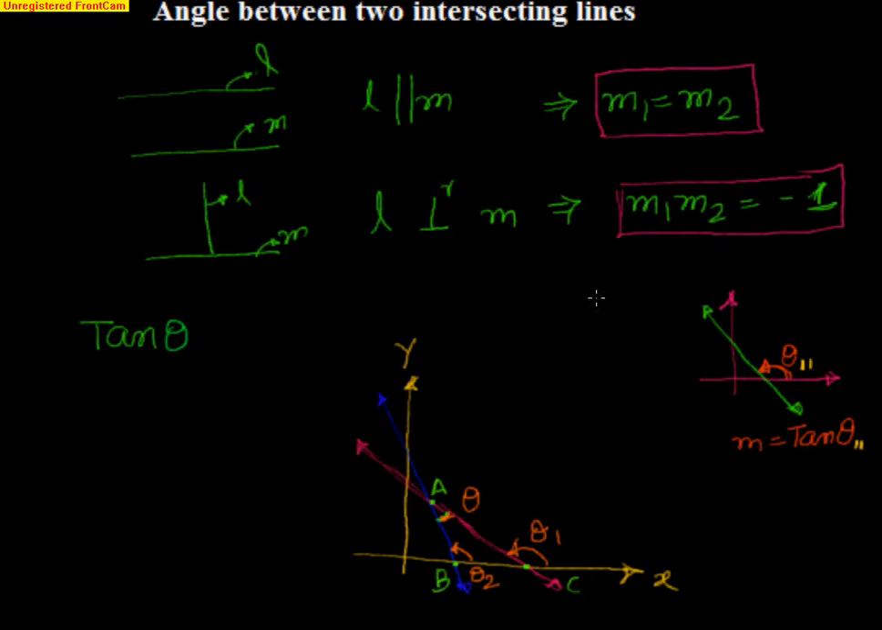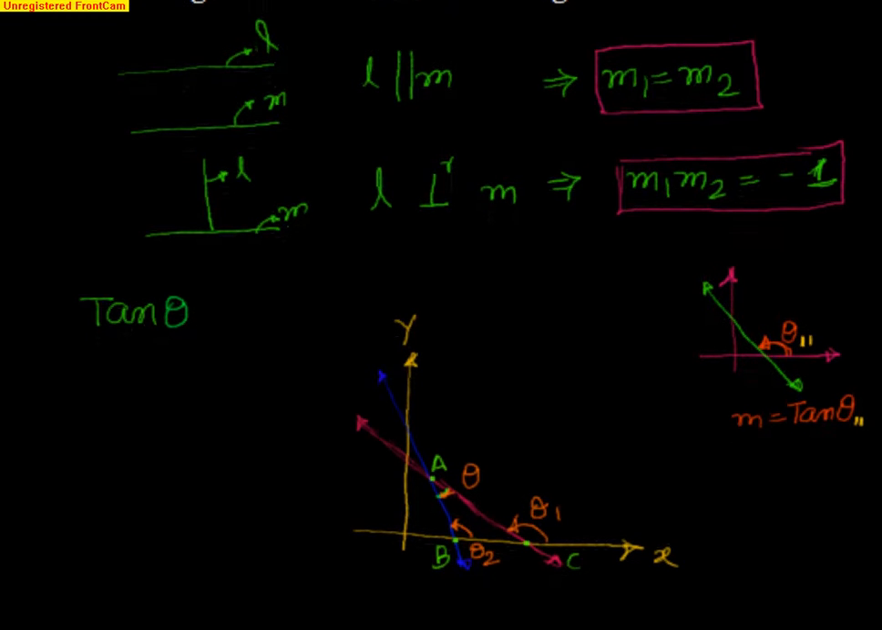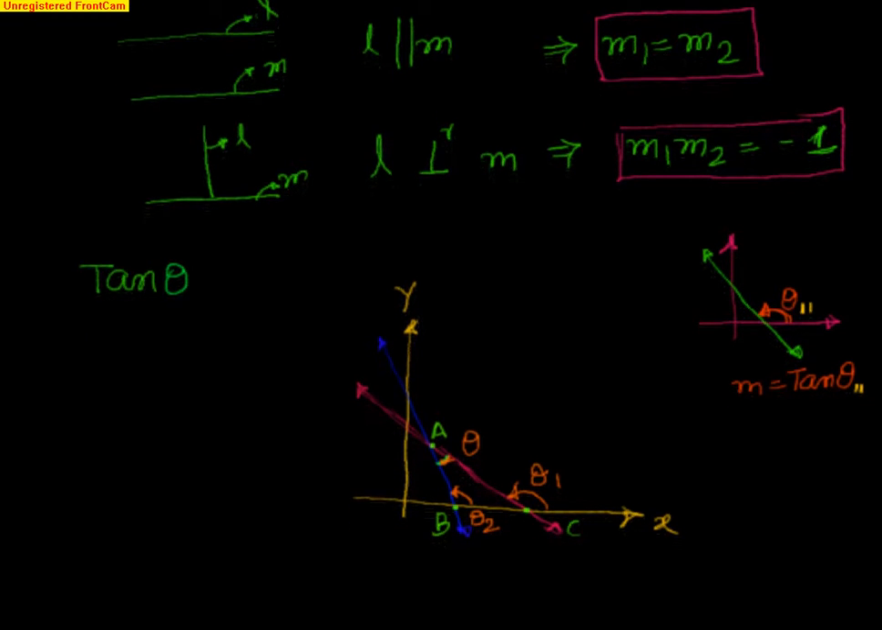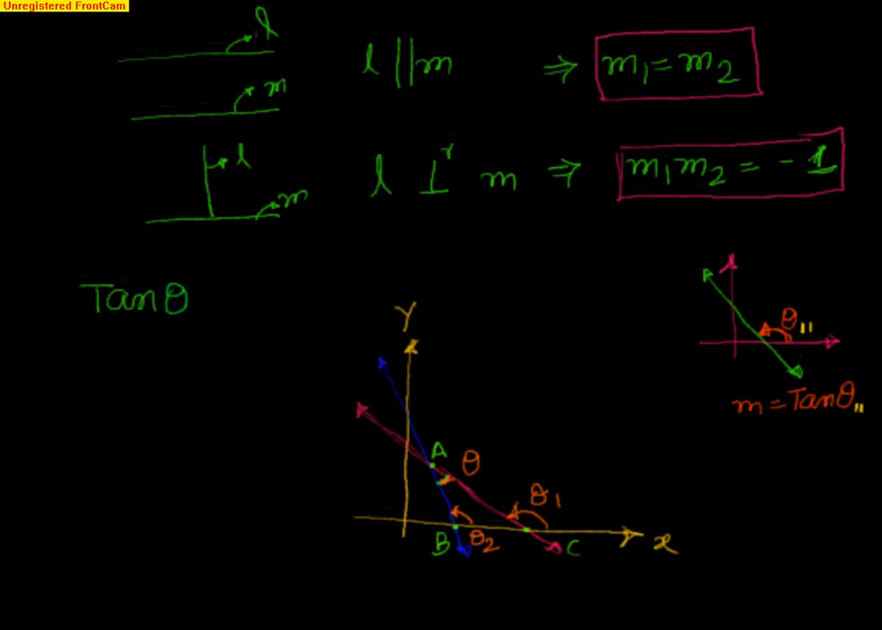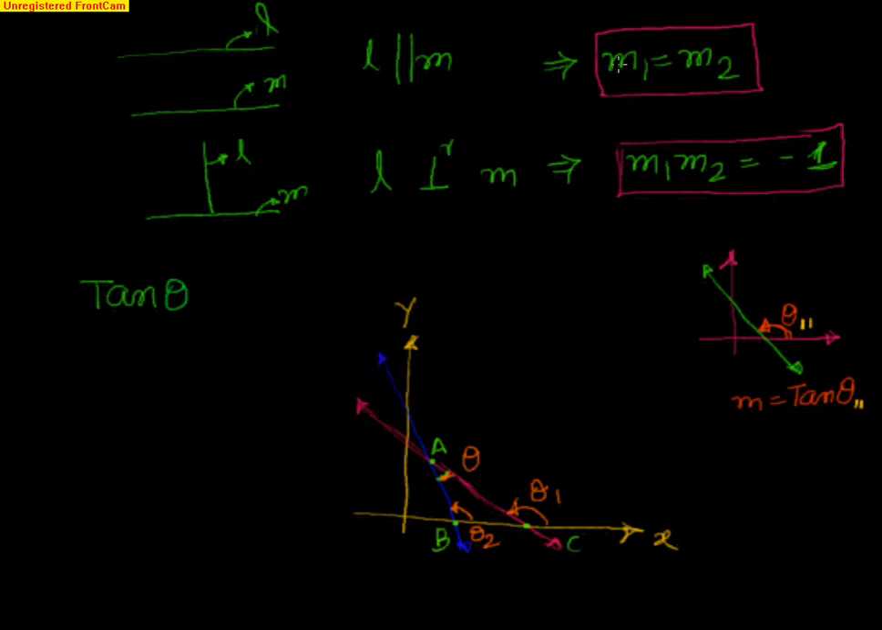So in this video we will see how to calculate the angle between two intersecting lines. We know that if the lines are parallel to each other, their slopes are equal, that is m1 equal to m2. And if the lines are perpendicular to each other, we know the formula m1 m2 equal to minus 1. Okay.